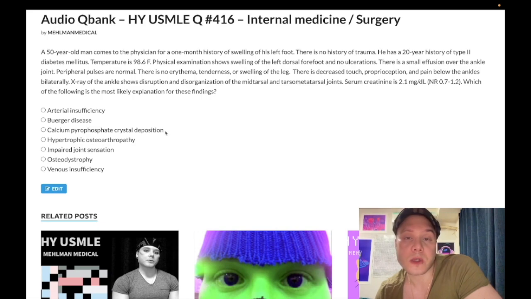You manage acutely similar to regular gout: indomethacin, steroids, colchicine. And then for chronic management, clearly you're not going to use xanthine oxidase inhibitors, so you just manage the underlying condition, the hereditary hemochromatosis or the primary hyperparathyroidism. Wrong answer. Choice D, hypertrophic osteoarthropathy, aka osteoarthropathia hypertrophicans.